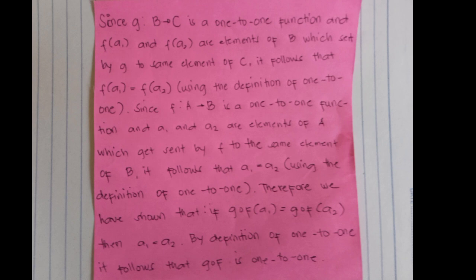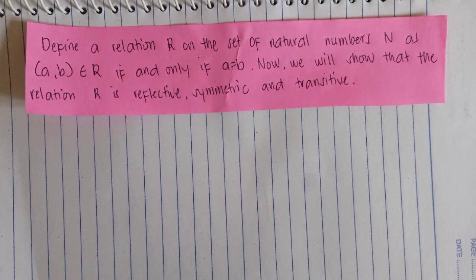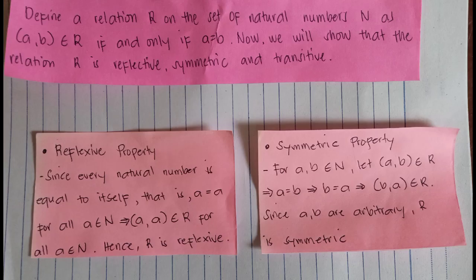Lastly, let's proceed in proving an equivalence relation. Define a relation R on the set of natural numbers N as (a, b) element of R if and only if a is equal to b. Now, we will show that the relation R is reflexive, symmetric, and transitive.